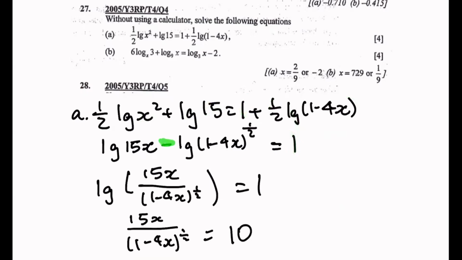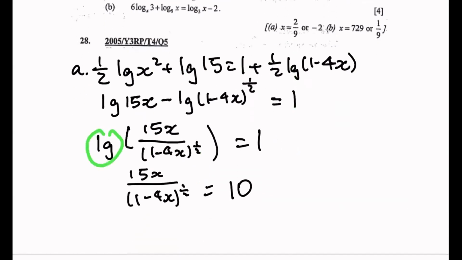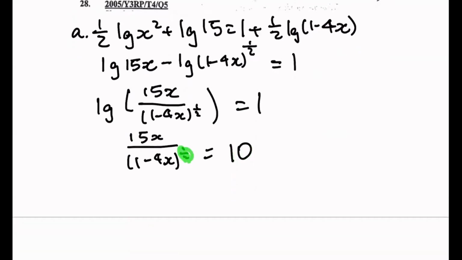Can. So now you have a difference of lg, same base. So it just becomes a quotient. 15x on top, 1 minus 4x power half at the bottom. Then lg is log base 10. 10 bring over 10 power 1. Then you just get a 10. Okay, then now we want to solve for x. How? Whenever you have a half, you must remember it's the same as a square root. Square roots. We went through many questions involving square roots, right?